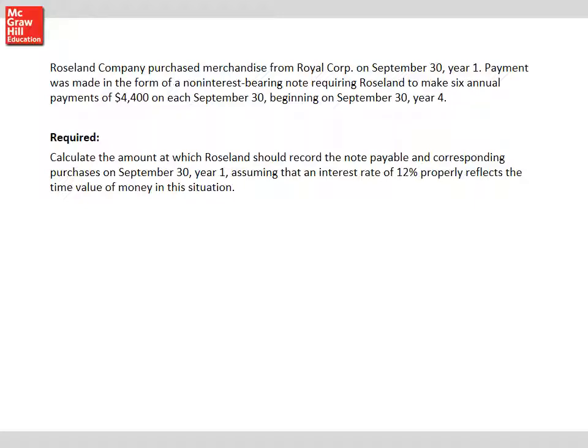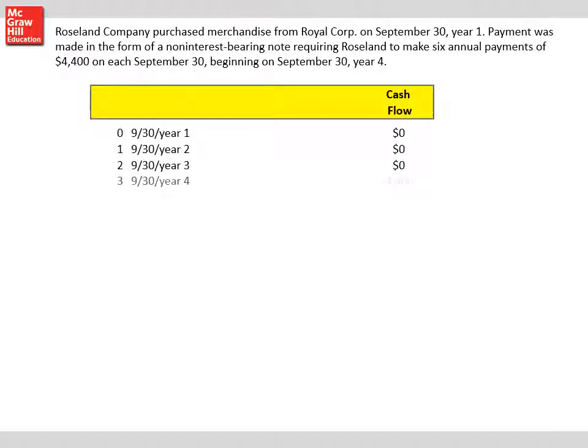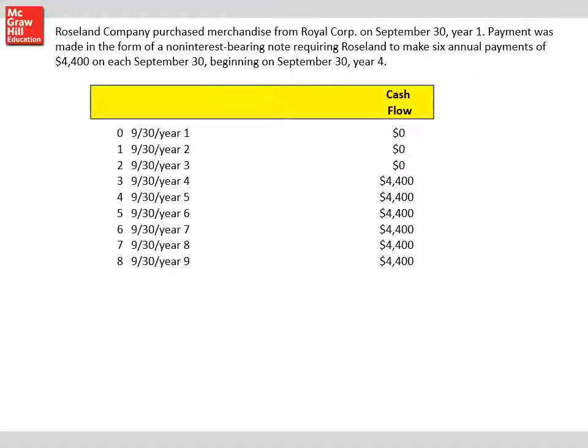Assuming an interest rate of 12% is the proper interest rate to use. Whoa, we got some different stuff happening. So there's 2 major calculations here. The first thing we want to know is how much are these 6 $4,400 payments, what's the value of them really at time 0 today? We're trying to figure that out.